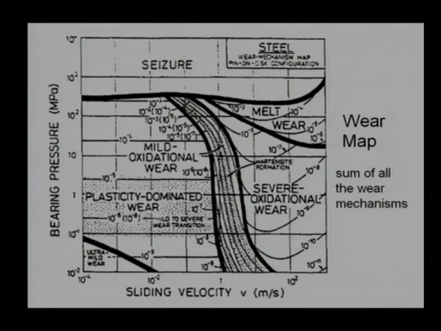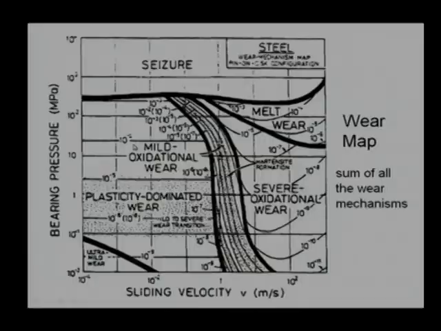Otherwise, in both equations the load was common, load was expressed by W, hardness was expressed by H, the hardness of the softer material, and the sliding distance. Only the constant in abrasive wear was a much higher value compared to adhesive wear. And this wear map represents only the wear constant, a combination of abrasive, adhesive, fretting, fatigue, and corrosive wear all together. But this gives us a general idea of how wear behavior will change.